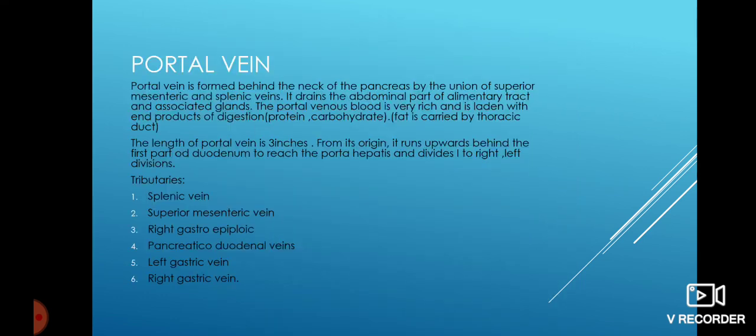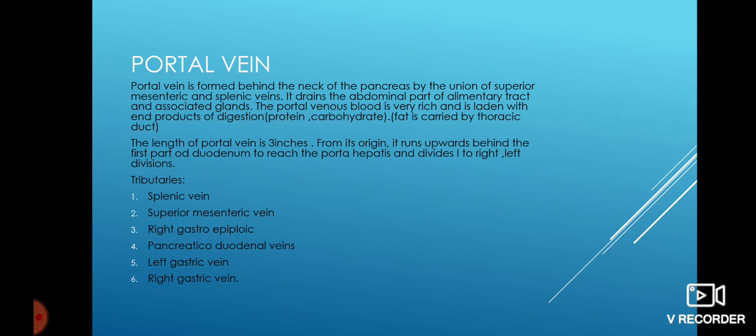Next vein is the portal vein. Portal vein we are very familiar with, because we had studied it in the liver while studying the gastrointestinal tract, as a relation of the duodenum as well as pancreas. Portal vein is formed behind the neck of the pancreas by the union of superior mesenteric vein and splenic vein. It drains the abdominal part of the alimentary tract and associated glands.